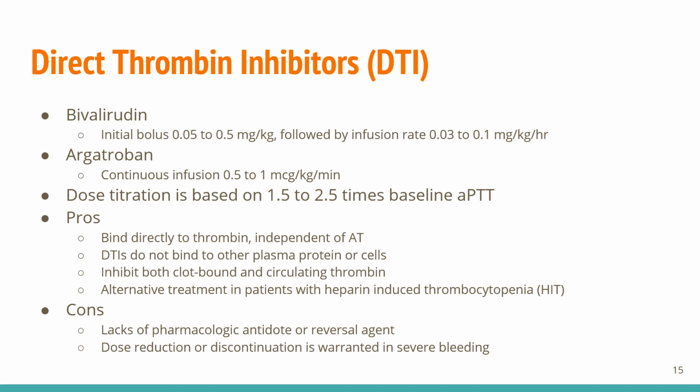They do not bind to other plasma proteins, which can increase the anticoagulation efficacy. They inhibit both clot-bound and circulating thrombin, and it is an alternate treatment in patients with heparin-induced thrombocytopenia. For some cons, there's a lack of antidote or reversal agent for this agent. So in case of severe bleeding, dose reduction and discontinuation is warranted.